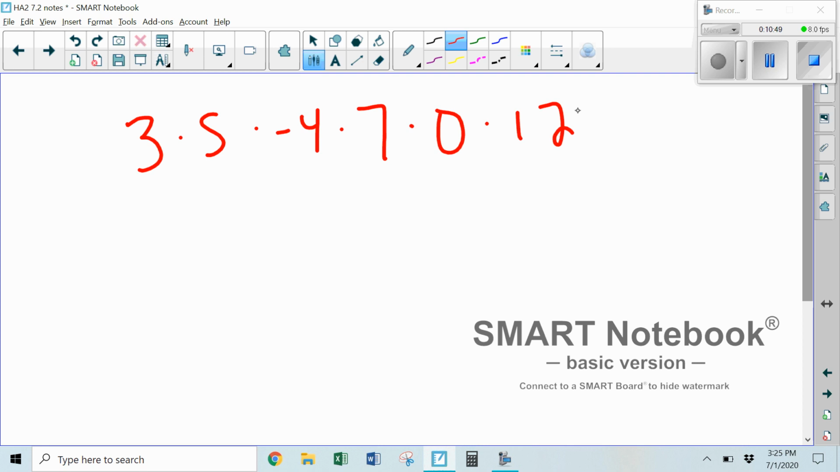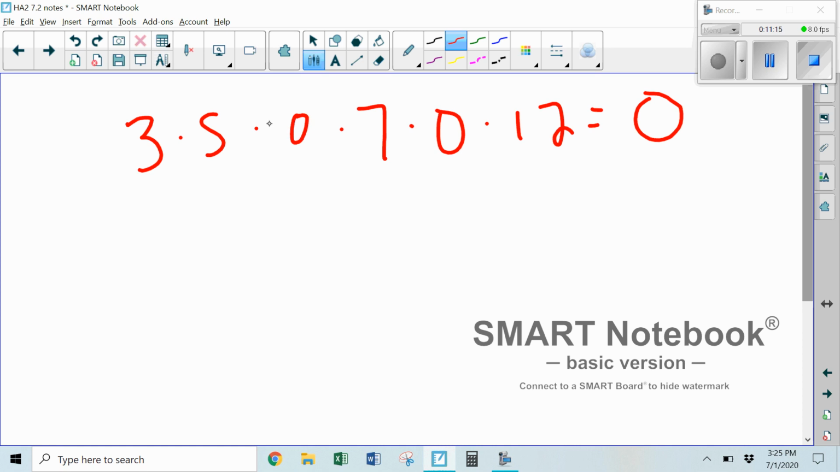What's the answer? The answer is 0, because look, if I have a 0 in there and I'm multiplying, I'm going to get 0. So the zero product property says if I am multiplying and I have a 0 in there, my answer will be 0. Could I have more than one 0 in here? Sure, my answer is still 0.